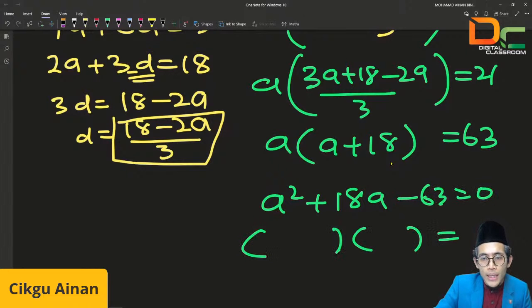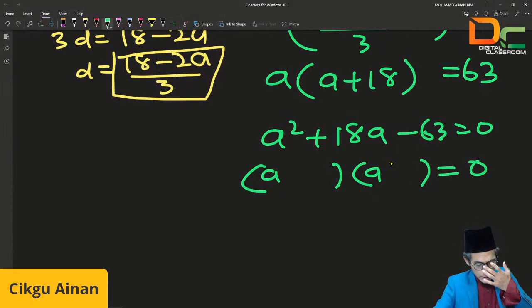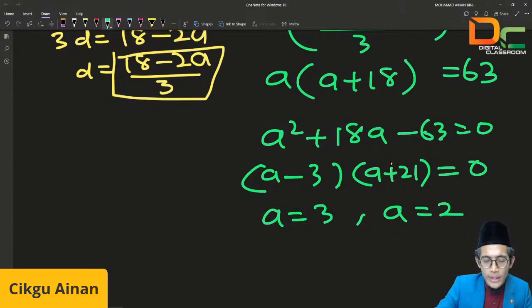This one, just use your EQN function. You get A multiply A, A minus 3, A plus 21. So A is 3, A is minus 21.